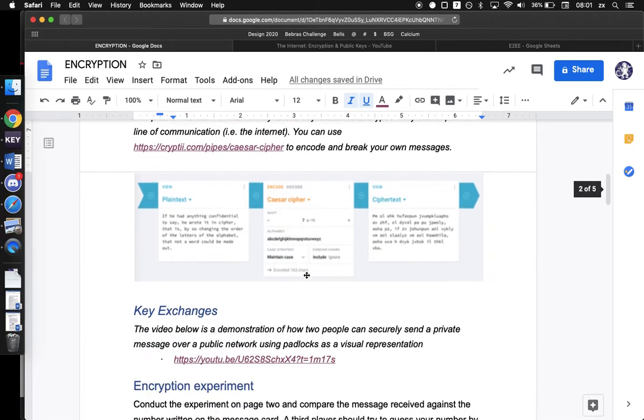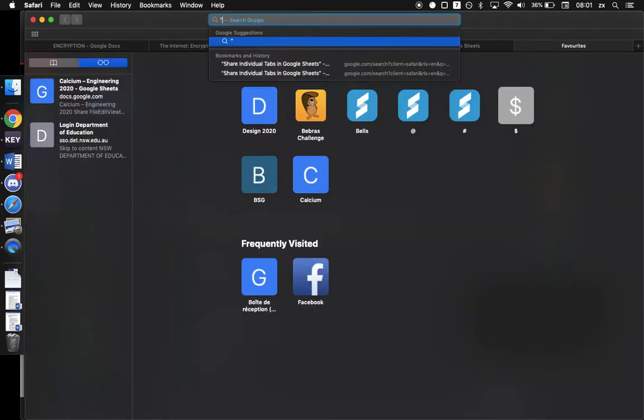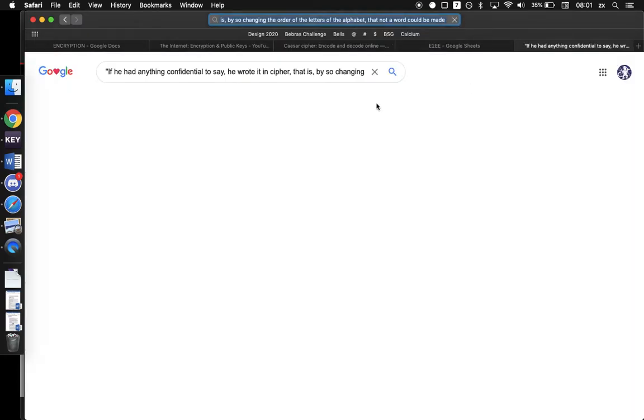Okay, so just to play around with a Caesar cipher, I will open this one here. In plain text, it said, if you had anything confidential to say, he wrote it in a cipher. That is, by changing the order of the letters of the alphabet, and that made it so not a word could be made out. I believe that text might actually be from a lot of people who learn Latin. They learn using the diaries that Julius Caesar wrote.